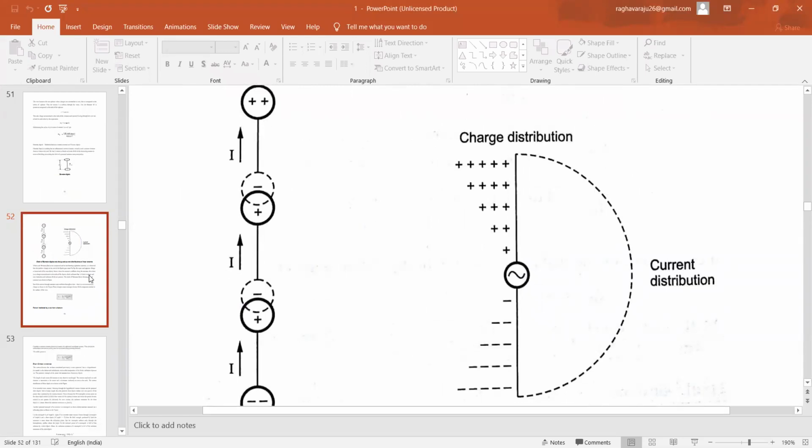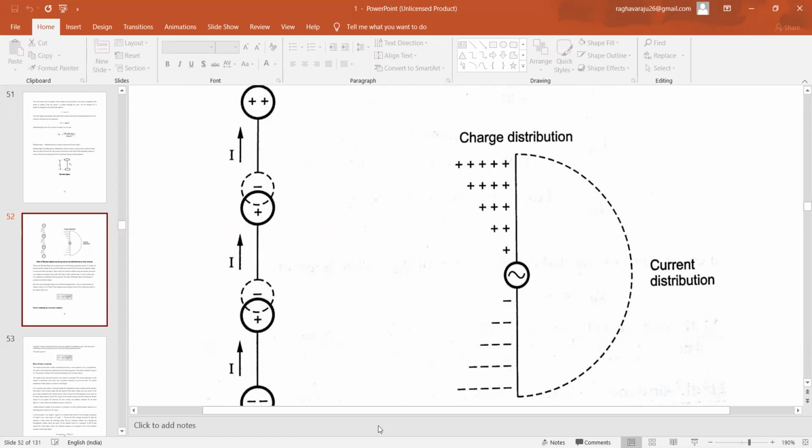This is also one of the important current distributions in the half wave dipole. This half wave dipole indicates the mechanism of the current, so that current I equals like this. So this is the plus and this is the minus.